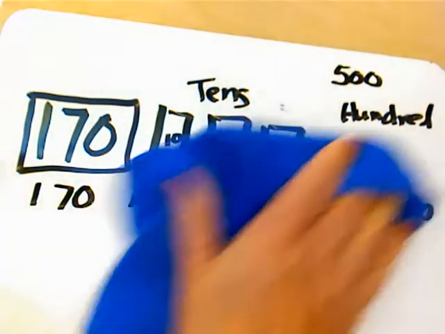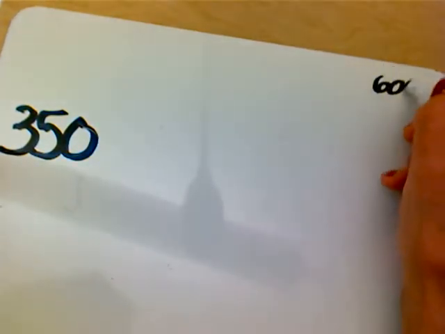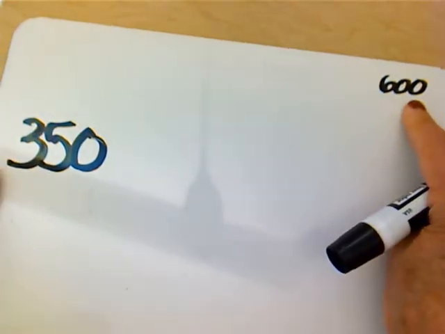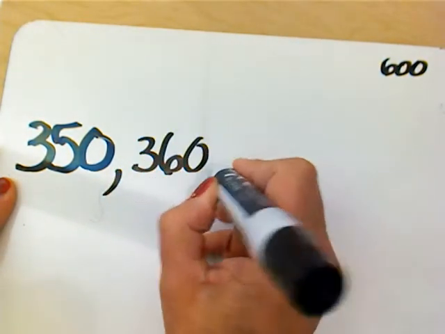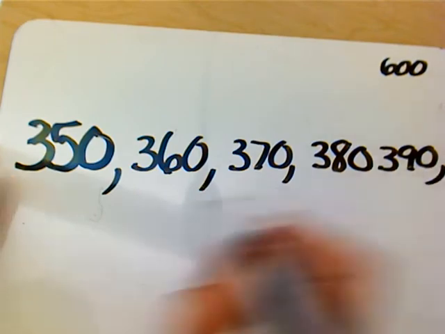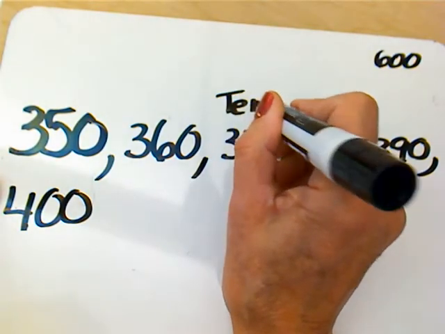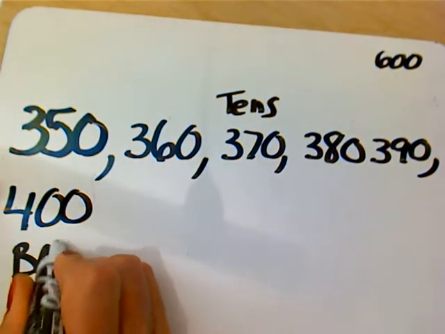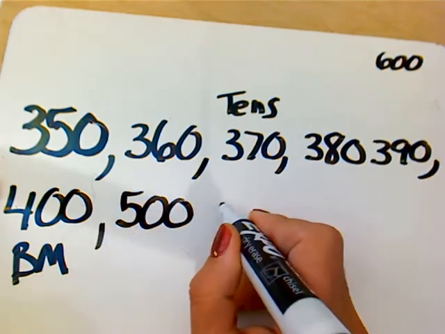All right, let's try another one. Okay, so we are going to start this time at 350, and I want to get all the way up to 600 this time. So 350, 360, 370, 380, 390, and I got to a benchmark, which is 400. I don't think I want to keep counting by tens. That's going to take me too long. And besides, I'm at a benchmark. That means I am going to do my next counting by hundreds, 500, and then finally landing at 600.